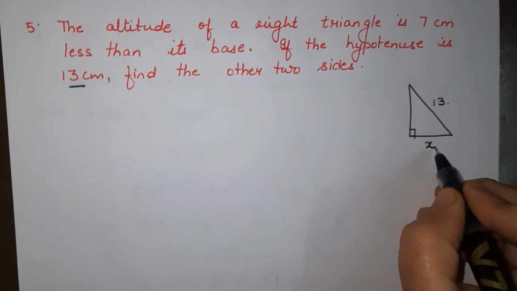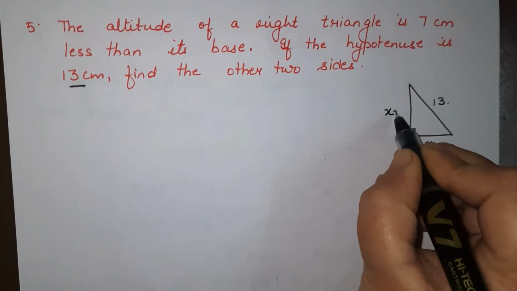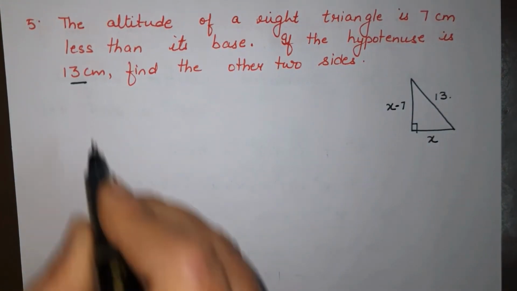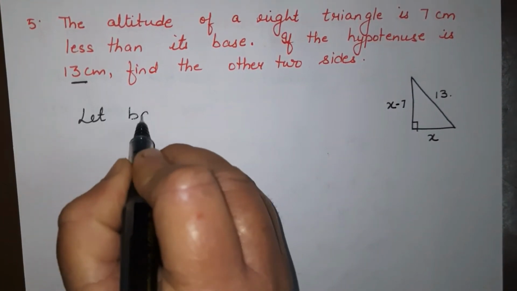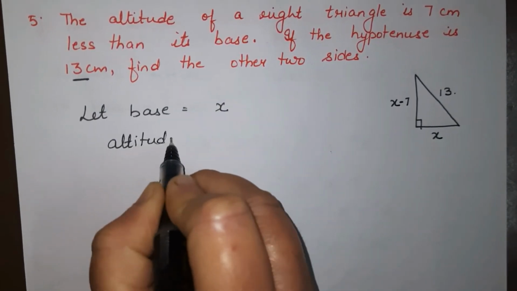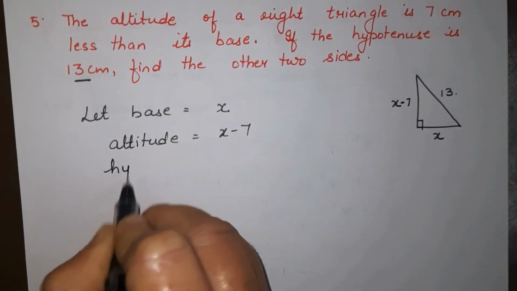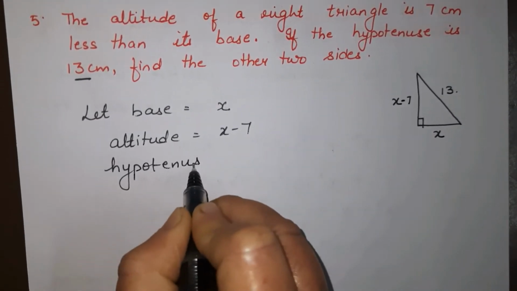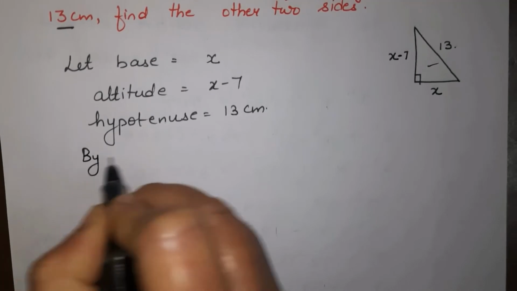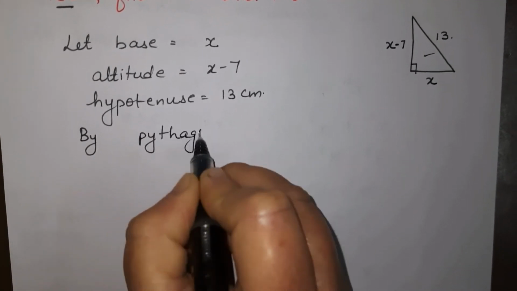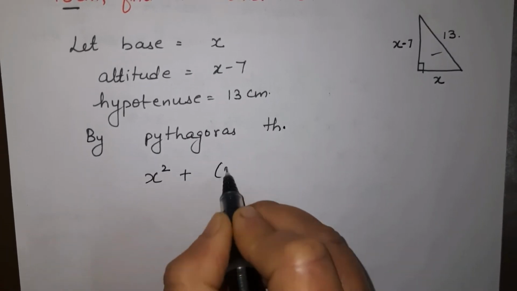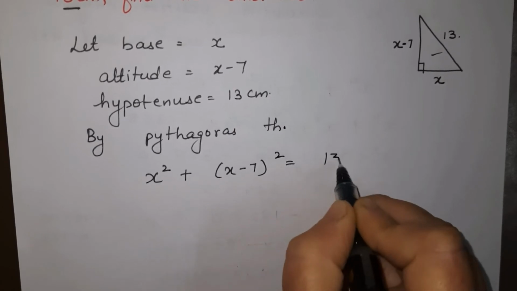Now altitude of a right triangle is 7 cm less than its base. If we take this base to be x, altitude will be x minus 7. So we can write: let base equal to x. Then altitude will be equal to x minus 7 and hypotenuse is given to be 13 cm. Now we can use the Pythagoras theorem here. So by Pythagoras theorem, we have x square plus x minus 7 square is equal to 13 square.